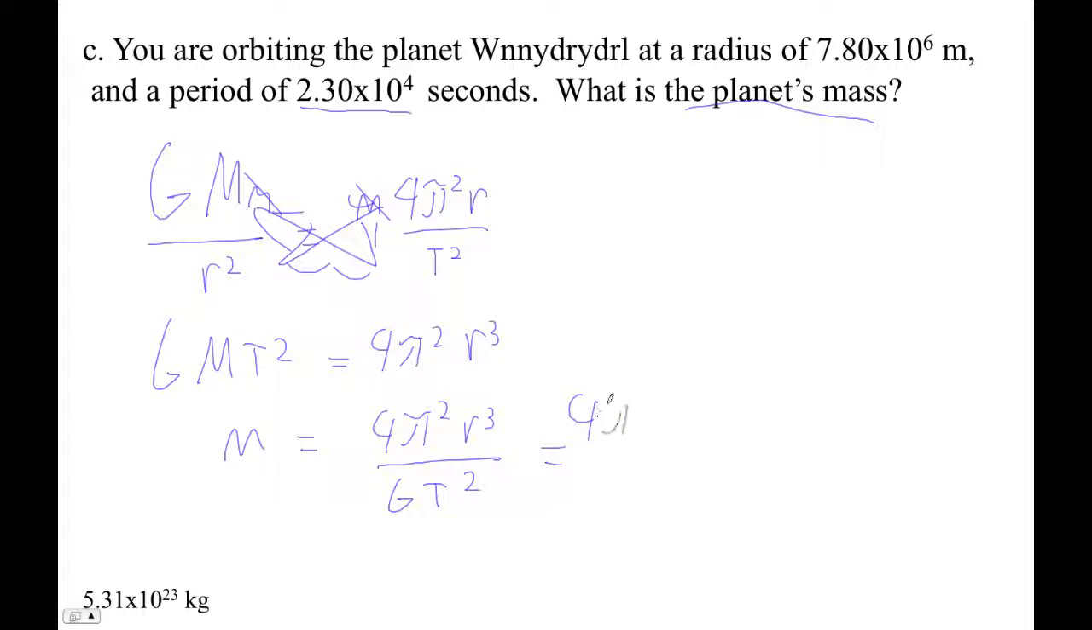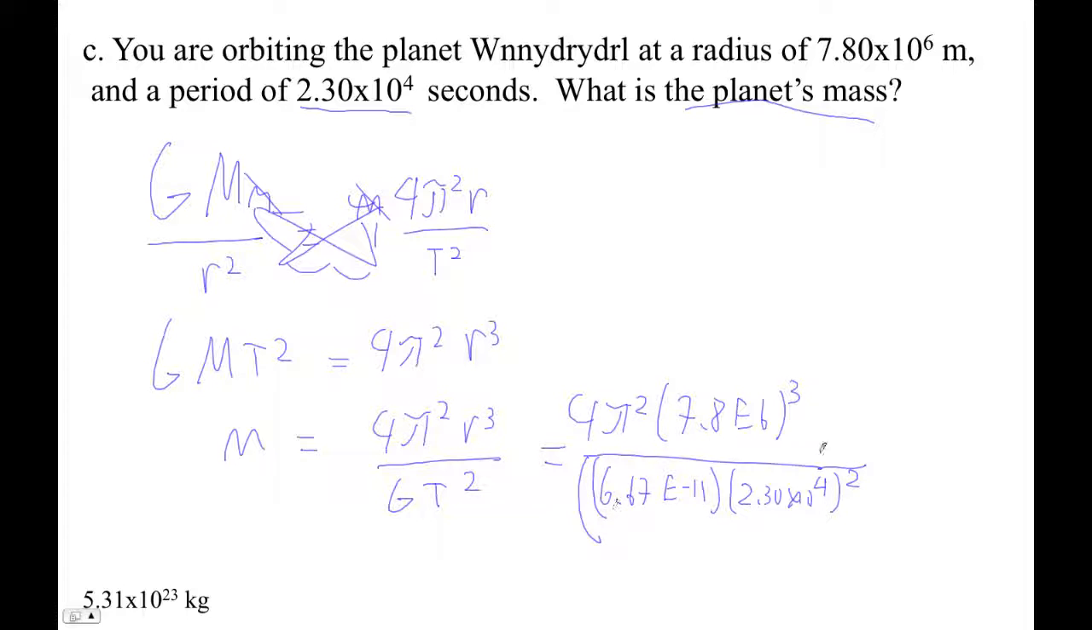So 4 pi squared times 7.8 times 10 to the 6th, and that's to the third, divided by 6.67 e minus 11. And then our period is 2.3 times 10 to the fourth. E and times 10 to the mean the same thing. And then that is squared. Now I'm going to type this in.